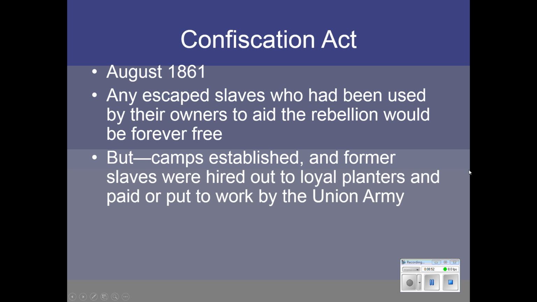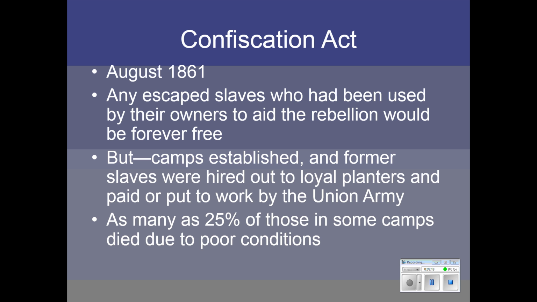But, and this part is really not a very pleasant story, camps were established, and even though they were no longer slaves, these former slaves were not really free either. They were hired out to loyal planters, and they were paid something, but not very much, or they were simply put to work by the Union Army. And in some camps, as many as 25% of those who lived there died due to the very poor conditions. So this was obviously not a good situation at all.